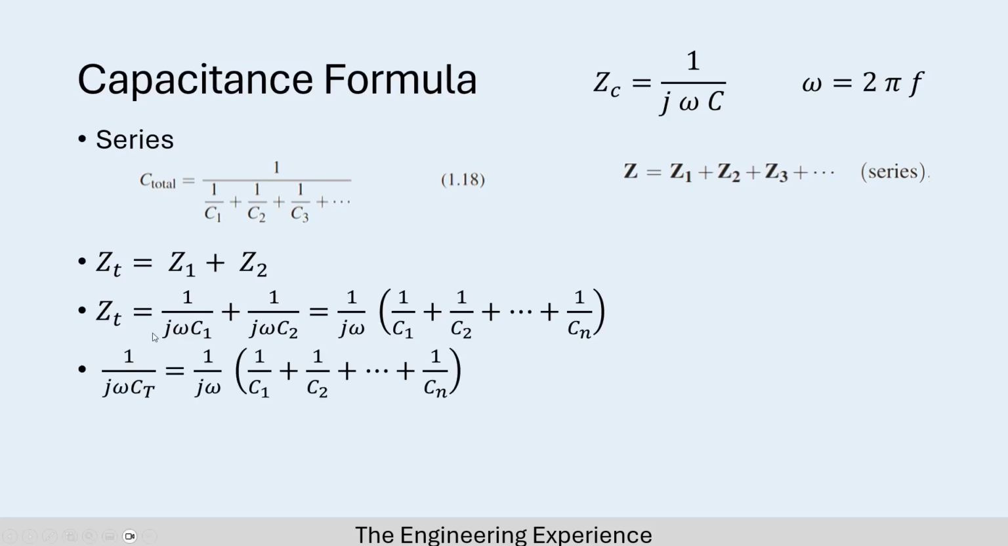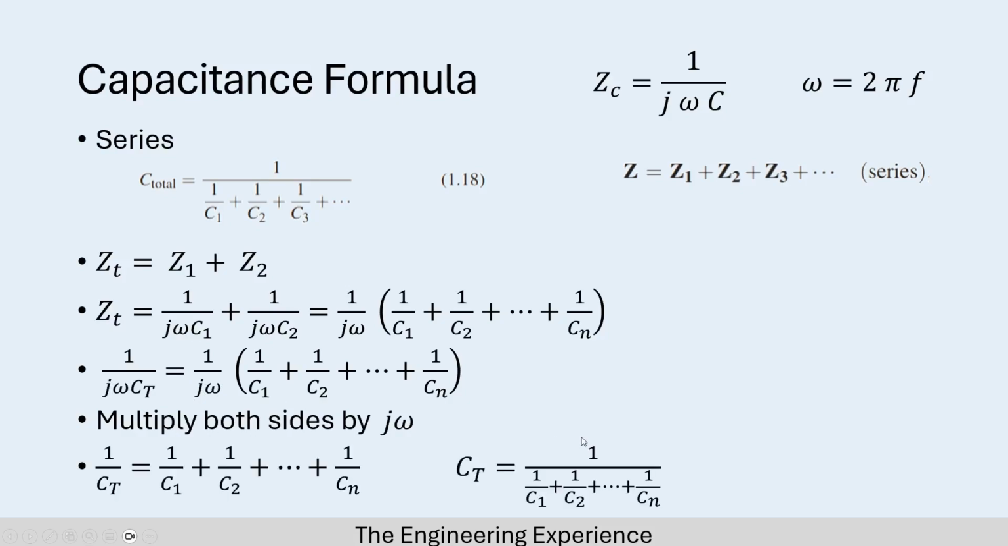The next thing I will do is turn the total Z into this equation as well. So I've got 1 over j omega C total, which is what we're trying to calculate. Now, if we multiply both sides by j omega, we get rid of the j omega on this side and on this side, and we end up with the equation that you see over here. So you get 1 over Ct is equal to 1 over C1 plus 1 over C2 plus all the way up to Cn.